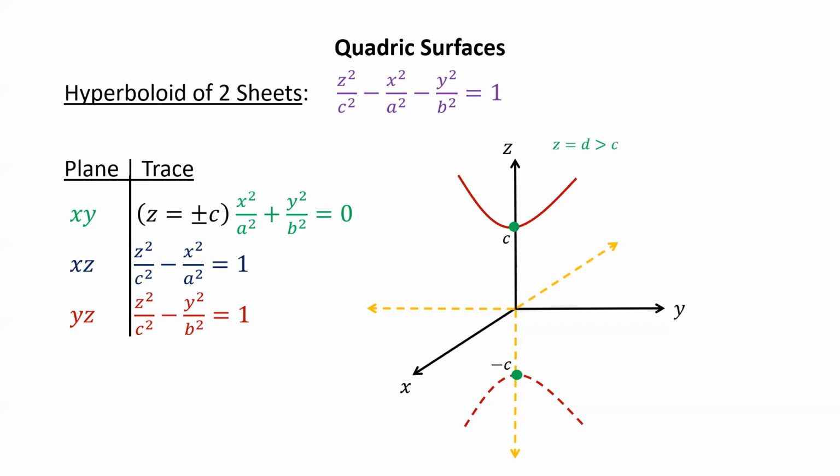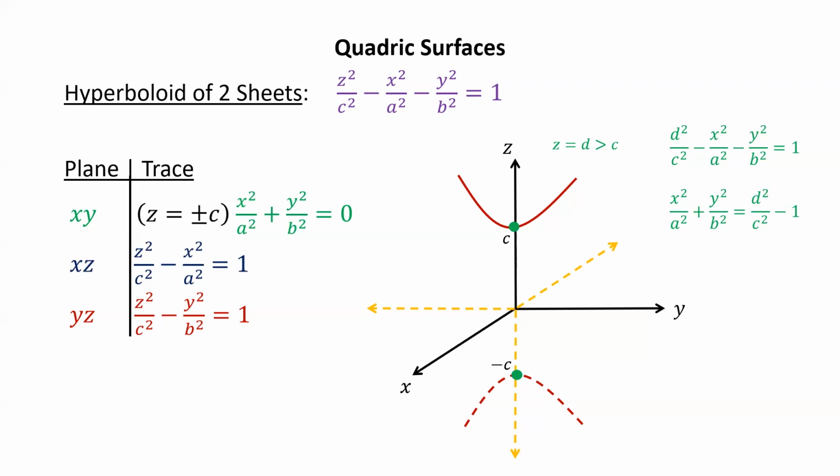bottom of this hyperboloid. If we set z equal to some number bigger than c, let's call it d, notice we get d squared over c squared minus x squared over a squared minus y squared over b squared equals 1. And just bringing the 1 over to the d squared over c squared and the x squared over a squared and y squared over b squared to the other side, we see we get x squared over a squared plus y squared over b squared equals d squared over c squared minus 1.